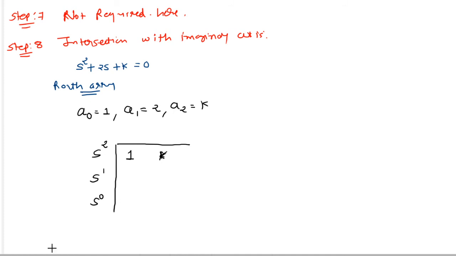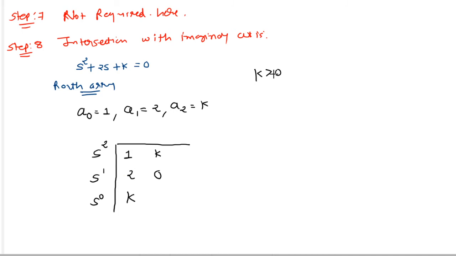When the Routh array is constructed, here we write a0 a2 a4, here a1 a3, already discussed in the last video. So directly I am writing a0, that is 1 k, for s1 it is 2 0, and in the last row, 2 multiplied by k, that is 2k, minus 1 multiplied by 0, that is 0, upon 2, so that is k.